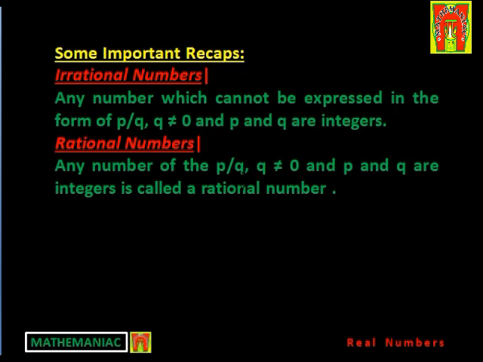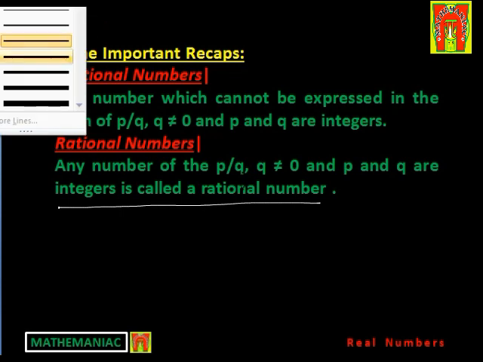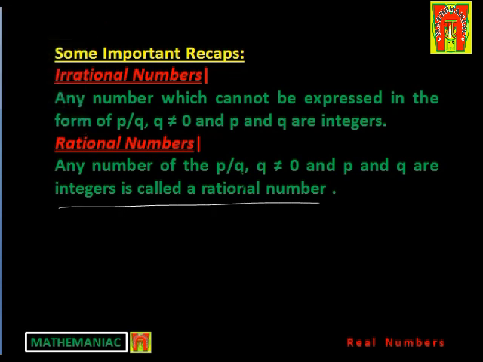And then next is the rational number, just the reverse of this. If you can express it in p by q form, where q is not equal to 0 and p and q are integers, then it is said to be what type of number? A rational number, right? So this you have to understand before we start with the next important point.